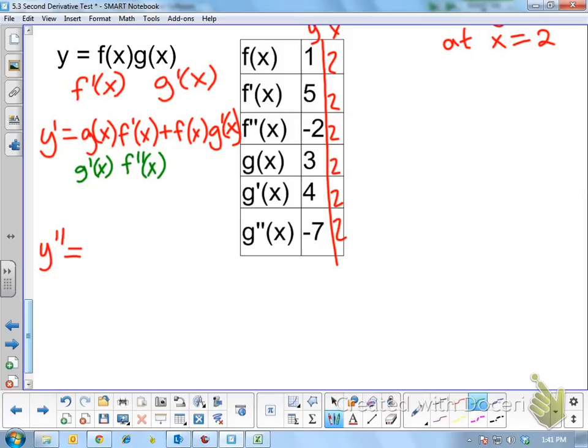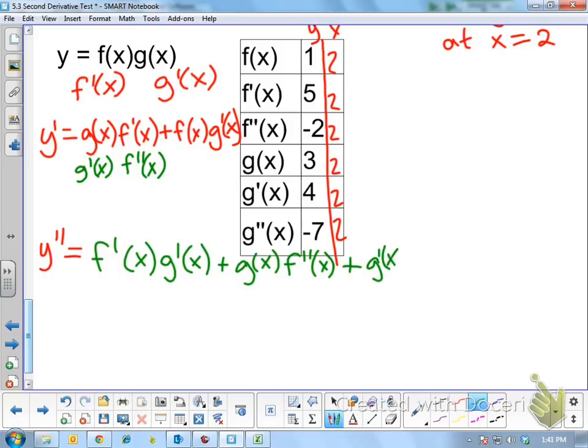So you should have gotten f prime of x times g prime of x plus g of x times f double prime of x plus, then we go to the second piece, g prime of x times f prime of x plus f of x times g double prime of x.